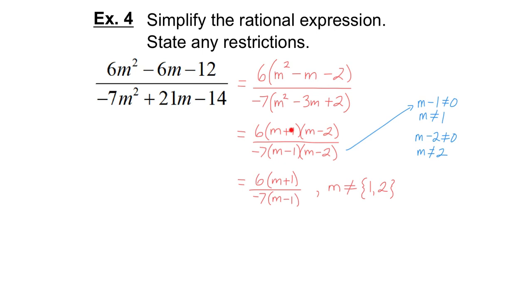Now some people might think you should cancel out M plus 1 and M minus 1, but they are not the same factor. They're different. One's plus, one's minus, so you can't cancel those ones out.